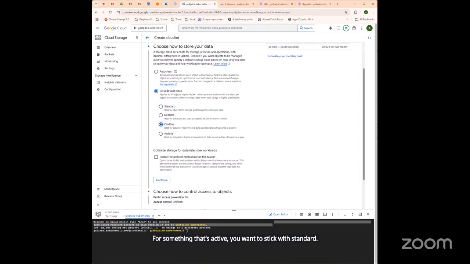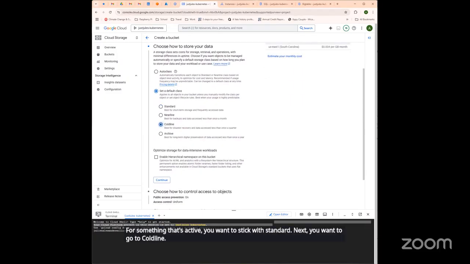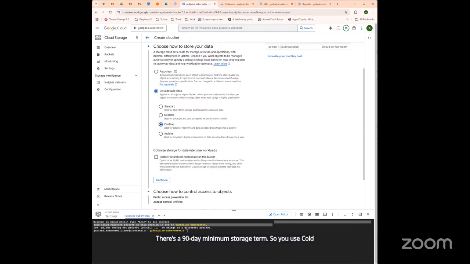Next, you want to go to ColdLine. ColdLine is designed for long-term archival. You pay pennies per gigabyte to store data, but you'll pay more to read it or delete it early. There's a 90-day minimum storage term. So you use ColdLine when compliance, audit retention, or archiving large historical data sets is your goal.